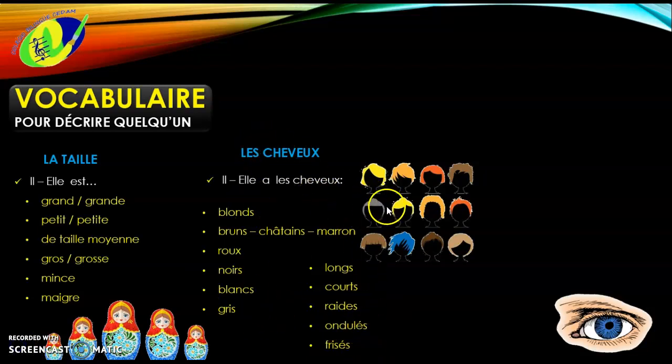And you can say, for example, if I'm talking about this hair right here, I can say elle a, if it's feminine, elle a les cheveux blonds, courts et raides. That is an example. You can say, for example, il a les cheveux gris, longs et ondulés. That depends on the character. It's not in a specific order, but you can say it like this: the color, then if it's long or short, and then the shape.